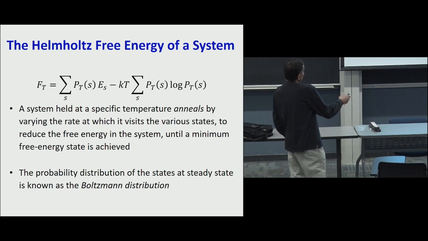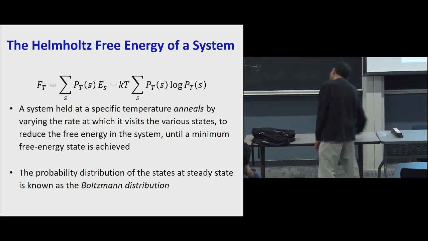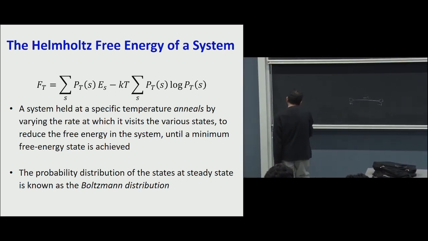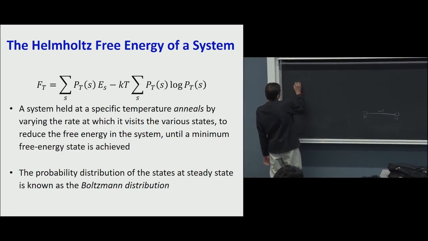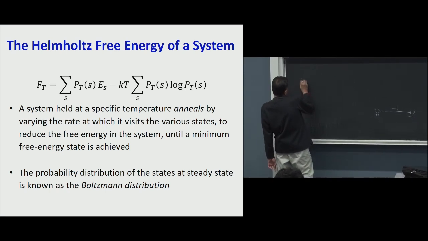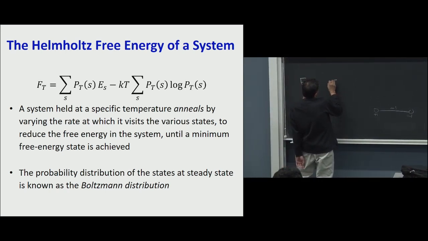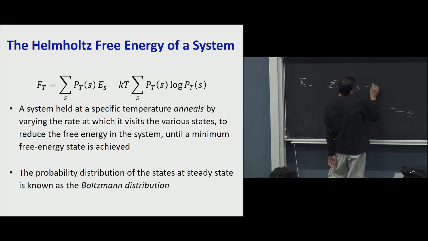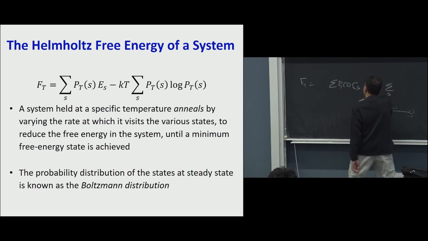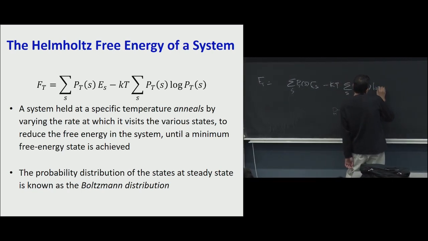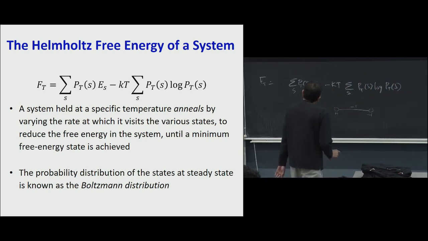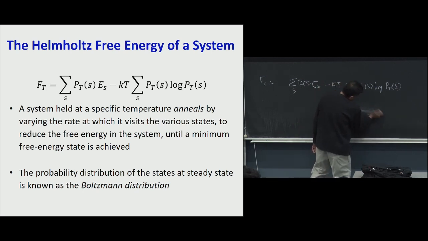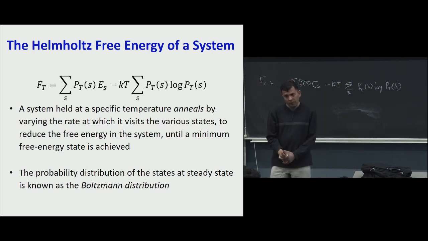When is that minimum? That's when this term is minimum. And we can easily enough derive this. I have my F, which is the summation over s of P_t(s) E_s, minus kT times the summation over s again of P_t(s) log P_t(s), right? If I want to minimize this, what would I do? I differentiate it with respect to the probability and equate it to 0, right?